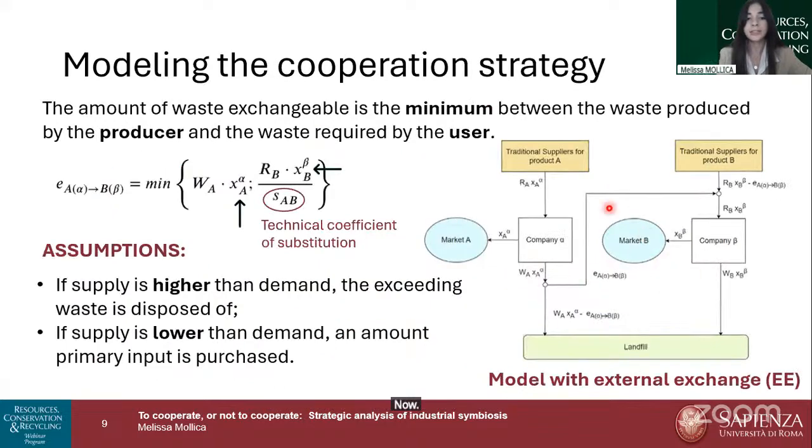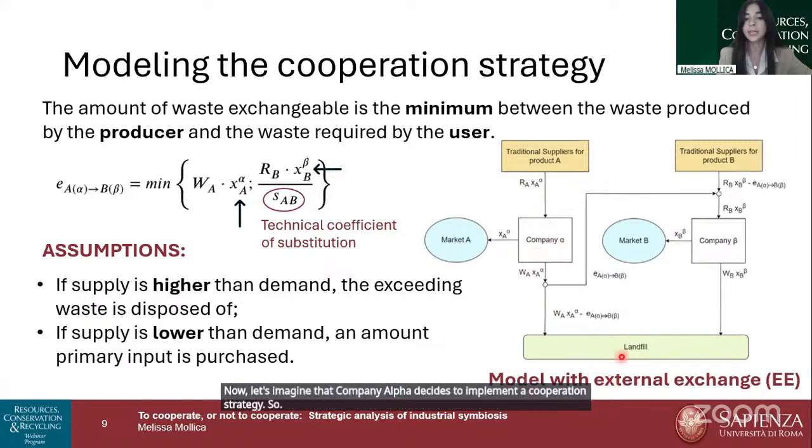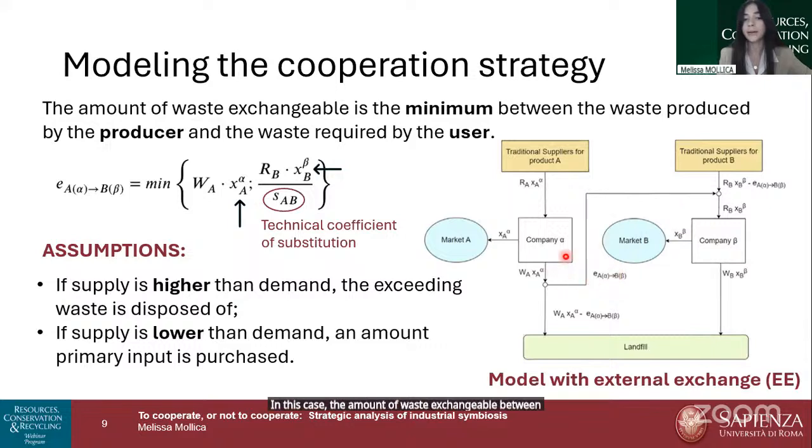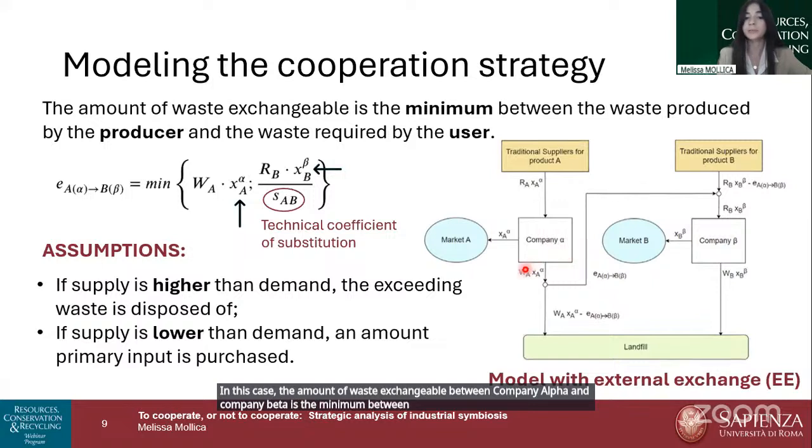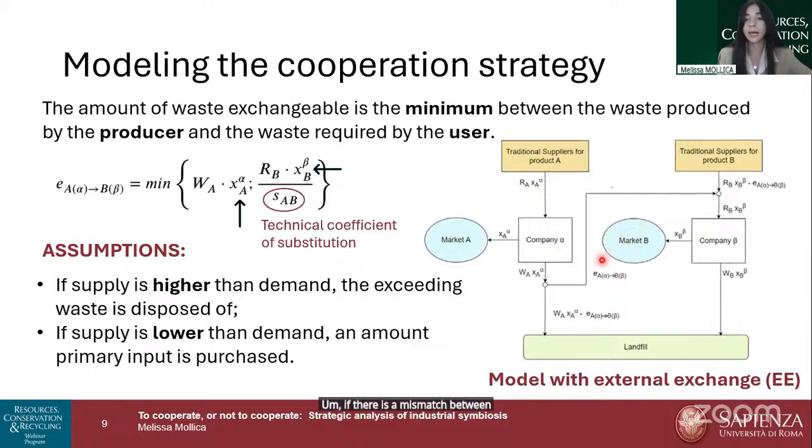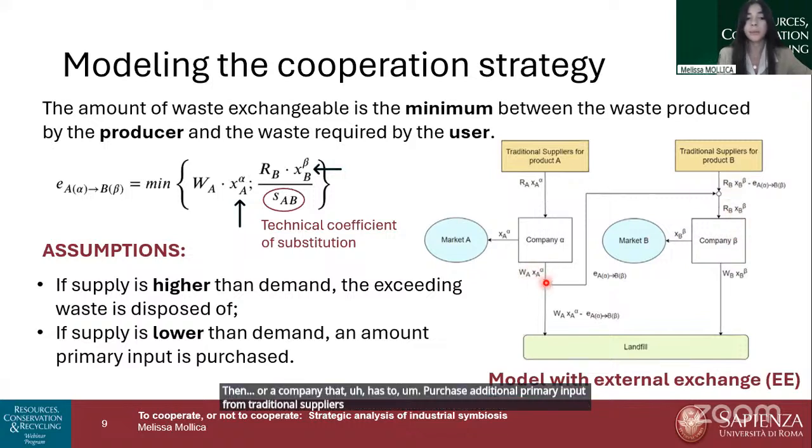Now, let's imagine that company Alpha decides to implement a cooperation strategy. So, through an external exchange, company Alpha sends an amount of waste to company Beta that uses the waste to replace its production input. In this case, the amount of waste exchangeable between company Alpha and company Beta is the minimum between the amount of waste produced by company Alpha and the amount of waste required by company Beta. If there is a mismatch between the demand and the supply of waste, then company Beta has to purchase additional primary input from traditional suppliers, or company Alpha has to dispose of the waste in the landfill.